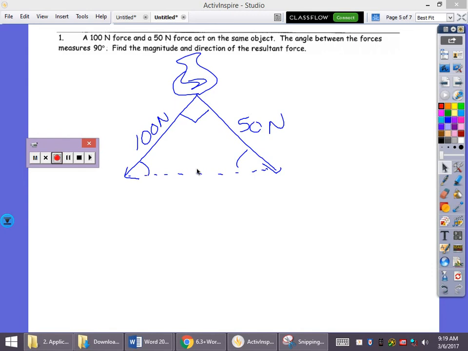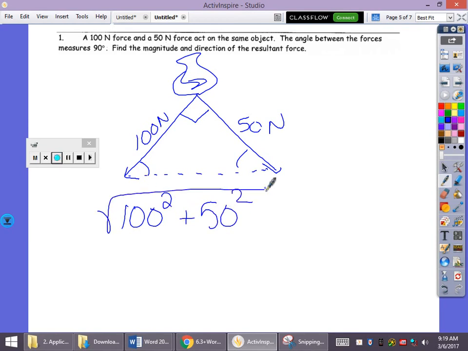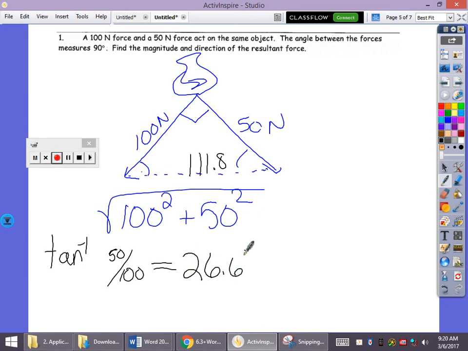All right, so using Pythagorean theorem, I have 100 squared plus 50 squared, and the square root of that gives me 111.8. Yes? Okay, this force over here is tangent inverse of opposite over adjacent, 50 over 100, which gives me 26.6 degrees. And then this one over here is 60.4 degrees.